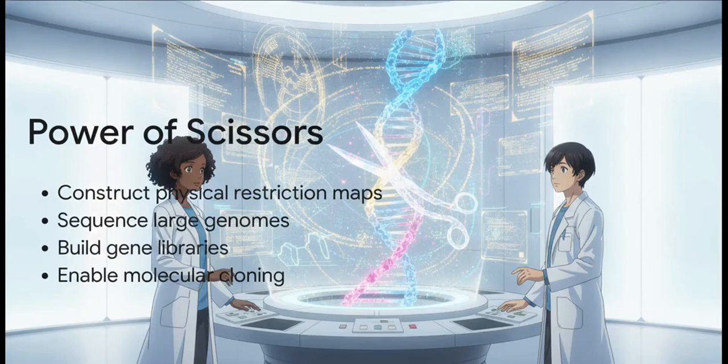So, why does all of this matter? What's the big takeaway from this explainer? Well, the power of these molecular scissors extends far, far beyond a microscopic bacterial battlefield. By allowing us to combine DNA sequences from entirely different sources, restriction enzymes gave us the ability to construct physical restriction maps. They allowed researchers to sequence massive genomes. They're the exact tools we use to build vast gene libraries. Ultimately, these enzymes are the foundational tools enabling all of molecular cloning. Literally every genetic advancement in recent decades starts with these tiny molecular scissors.